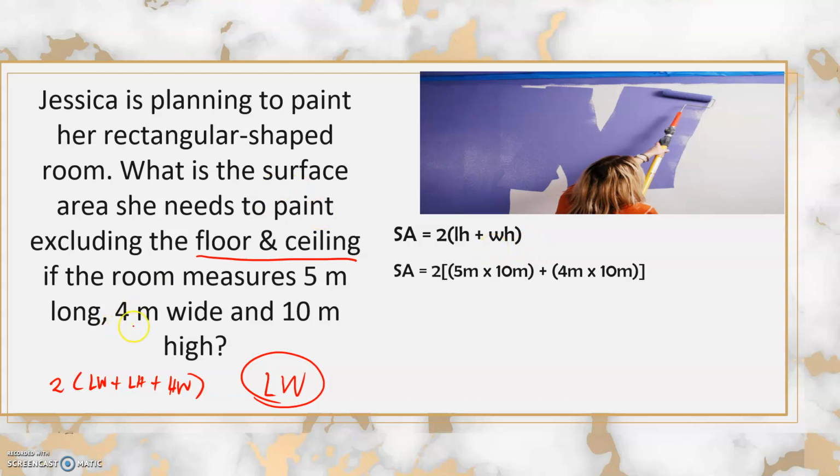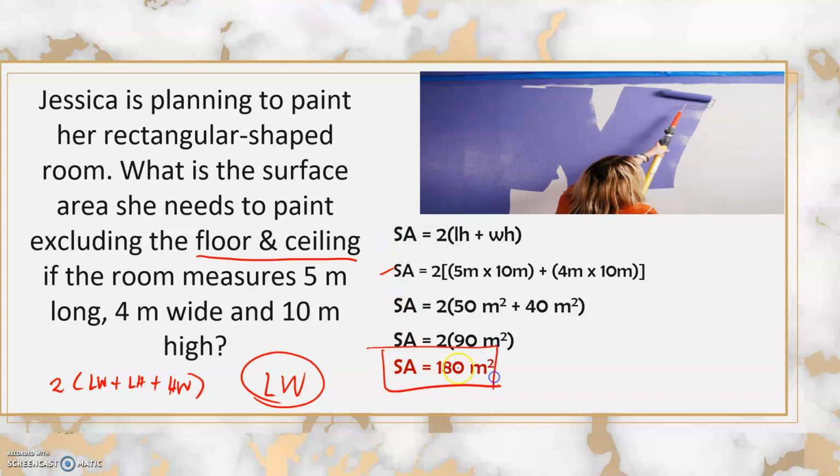Substituting the given information we have here for length, height, and width, we'll have this equation. And solving the operations correctly will give us 2 times the sum of 50 square meters and 40 square meters, which is equal to 2 times 90 square meters, which will give us the surface area of 180 square meters. Therefore, she needs to paint 180 square meters of area. And that's it for our lesson for today. Thank you for listening.